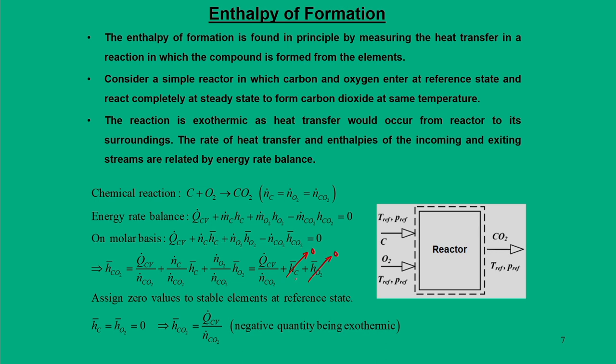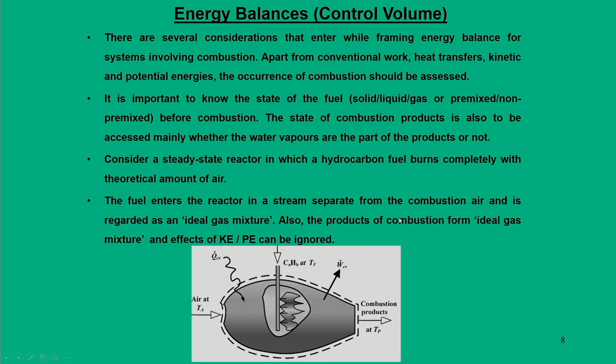That is because carbon and oxygen are stable components at the reference conditions. So, if you assign this value as zero, then the molar enthalpy of formation for CO2 can be written as Q dot CV by N dot CO2, and this is a negative quantity because the reaction is exothermic. Then we will move to the next segment of our discussion, that is, the energy balance for a control volume system.